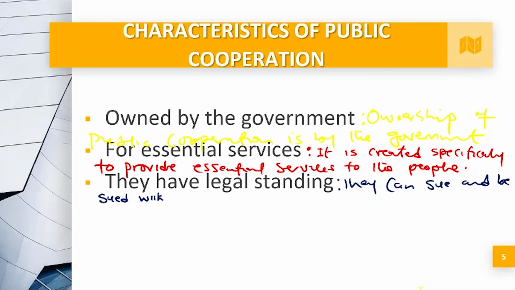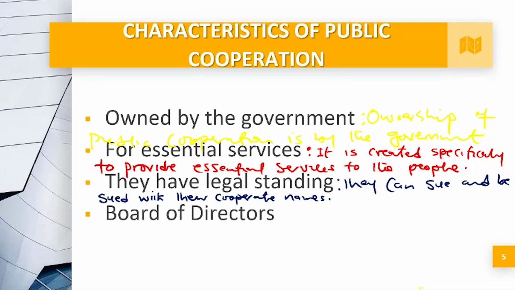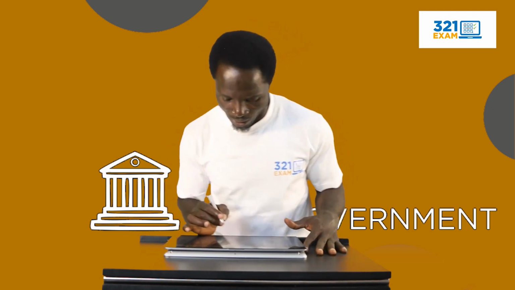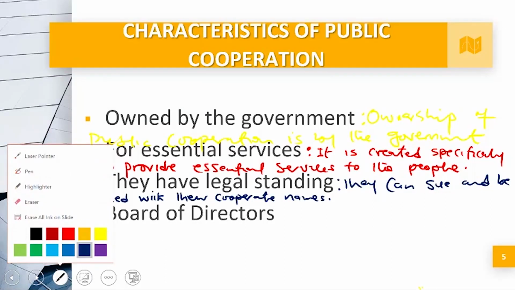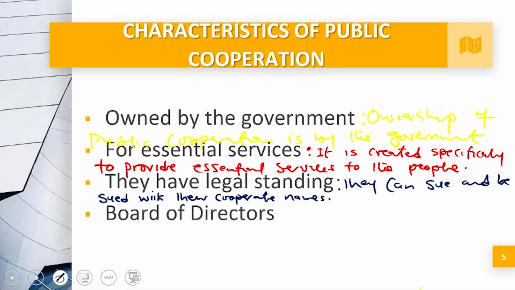Okay. And next, the features, we said it has a board of directors. You see, in a public corporation, we have a board of directors being appointed by ministers, and the president appoints what? Ministers. Therefore, those board of directors, they are the ones who are in charge of what? Public corporation. The board of directors employ managers. That's how the hierarchies are. Okay? So the board of directors are the ones that control the affairs of the public corporation.